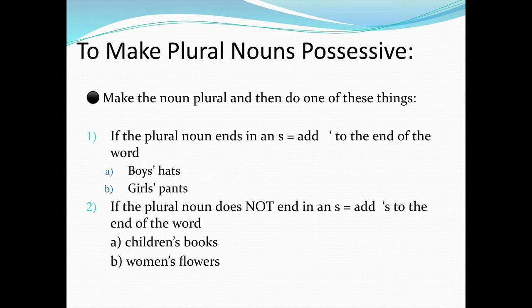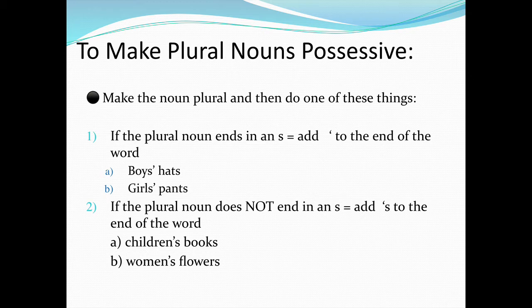Now, if you have a plural noun and you want that to be possessive, then you have two rules. The first plural noun rule is if the plural noun ends in an s, and by the way, most plural nouns do, then you add an apostrophe to the end of the word and call it a day.